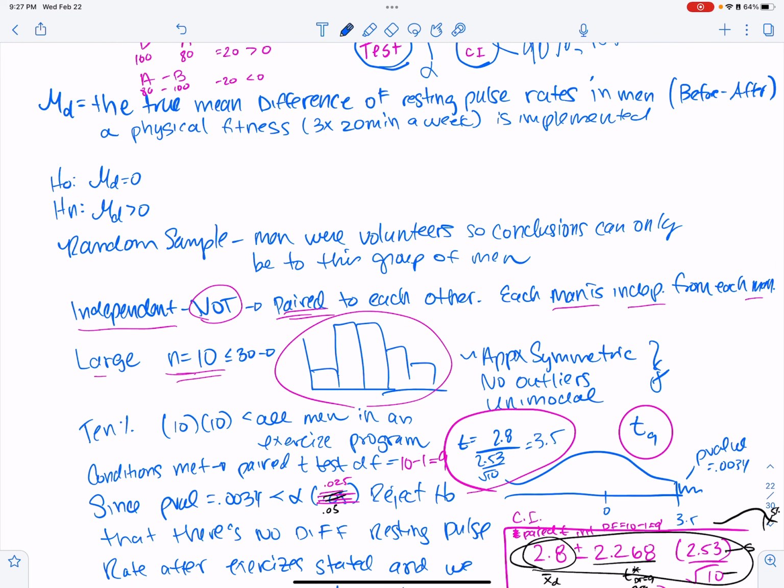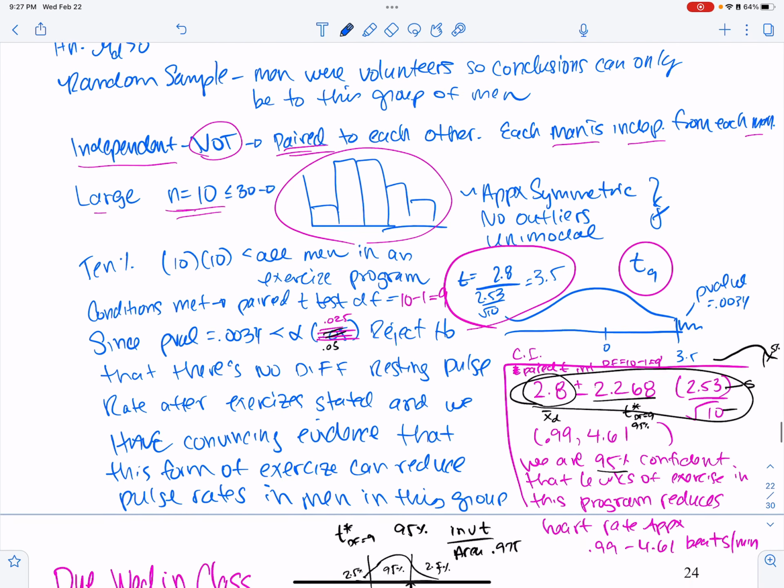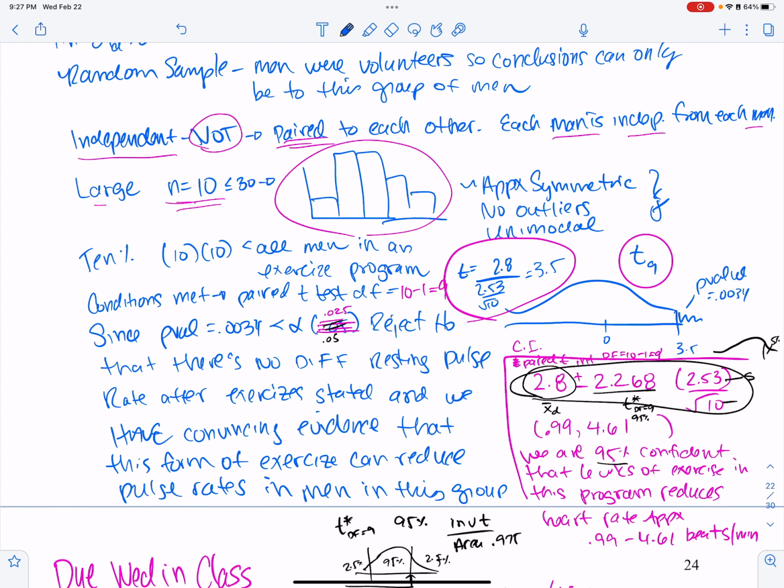So I have to go ahead and graph it on my histogram. If you're not sure how to do this, check out my videos of how to graph and run a paired t-test. And then approximately symmetric, no outliers, and unimodal. I just state that. I make sure because it's a small sample. 10% rule: I see that all men in the exercise program are greater than 10% of the sample that we have done.